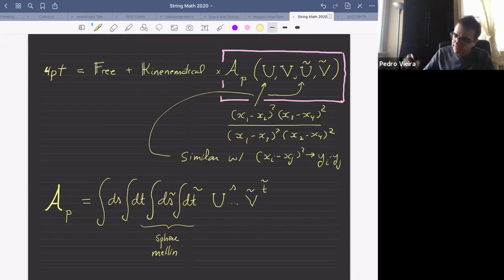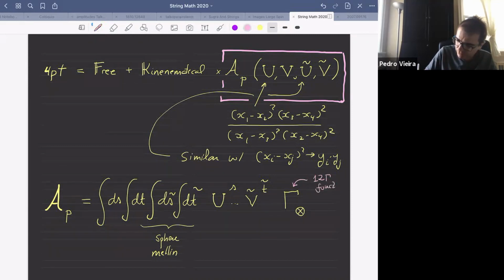Then there are some gamma functions that I'm not going to write because there are too many, but let me indicate this symbol to indicate many gamma functions. Here I'm hiding, I think, 12 gamma functions. I'm going to tell you what they do here, but they are some simple gamma functions of s plus t minus p, things like that.